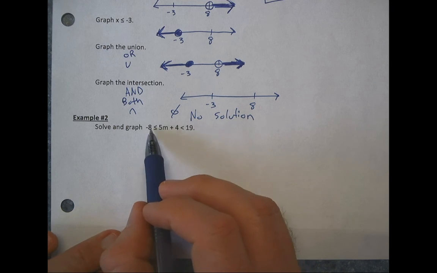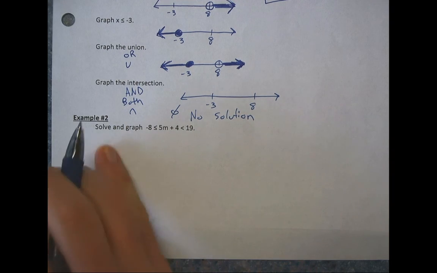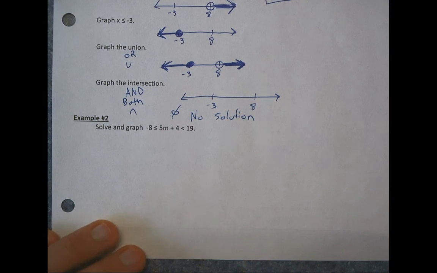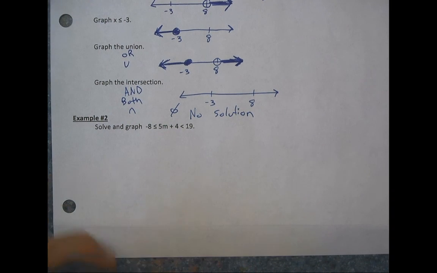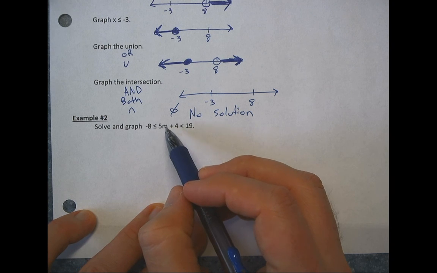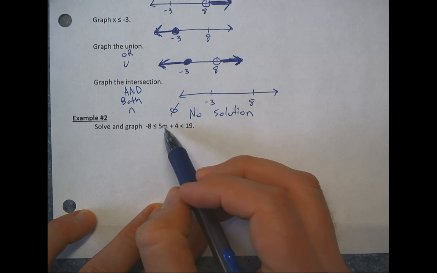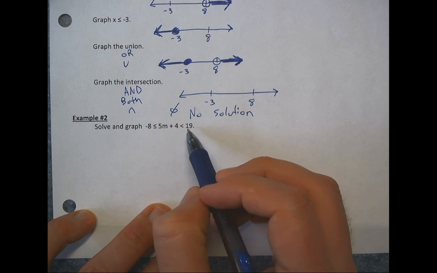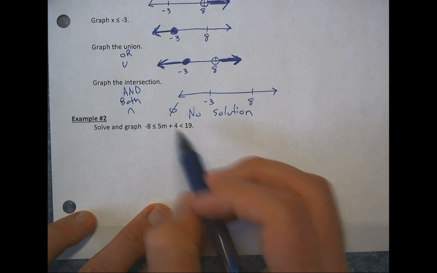So here's how we can work this. You could think of them as separate. You could cover this up and work this one out, then cover this up and work this one out. But you can actually do it at the same time, so that's what we're going to look at first here. If I attack this at the same time, I'm still trying to get m by itself. I want to know what values for m make it greater than or equal to -8 and less than 19. What values of m? So I've got to get m by itself.